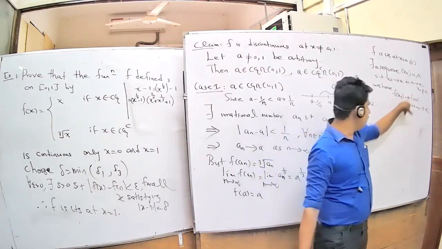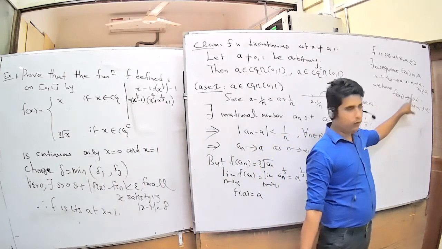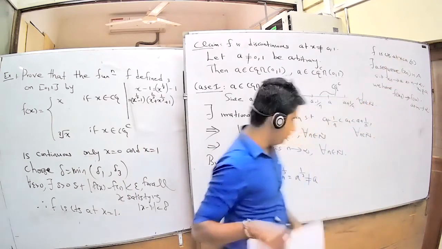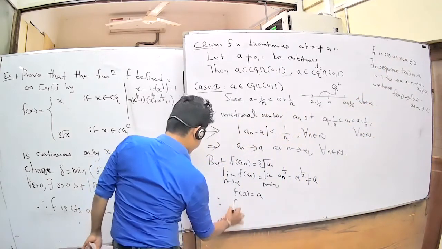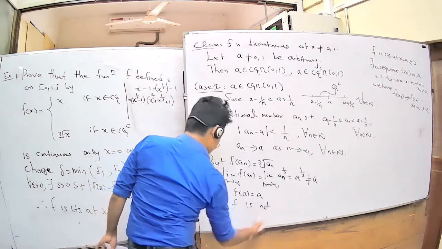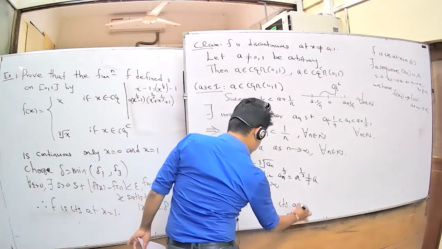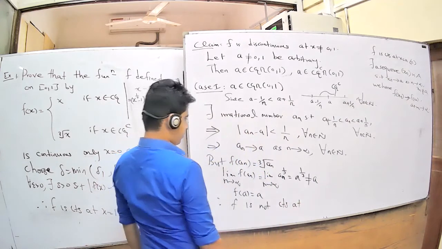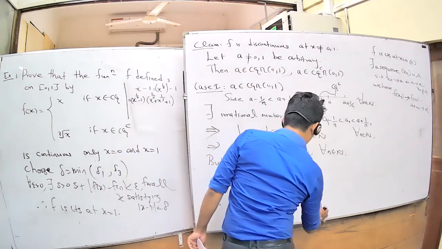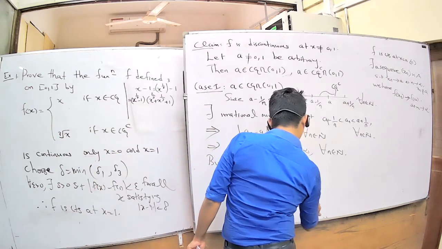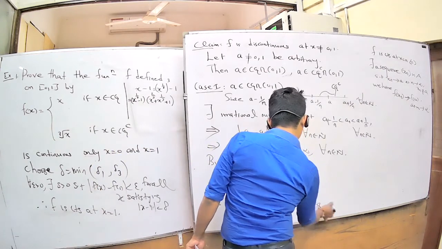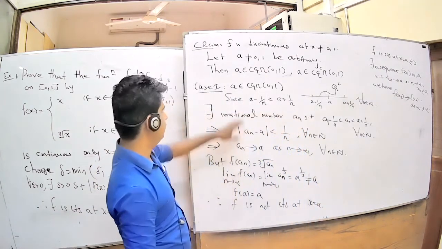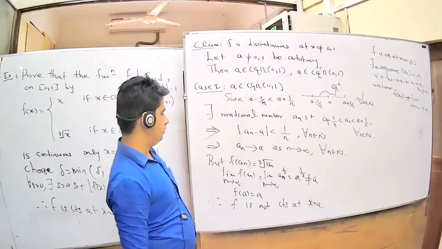f of x_n does not tend to f of a. Therefore f is not continuous. So f is not continuous at x equal to a, where a belongs to this condition.